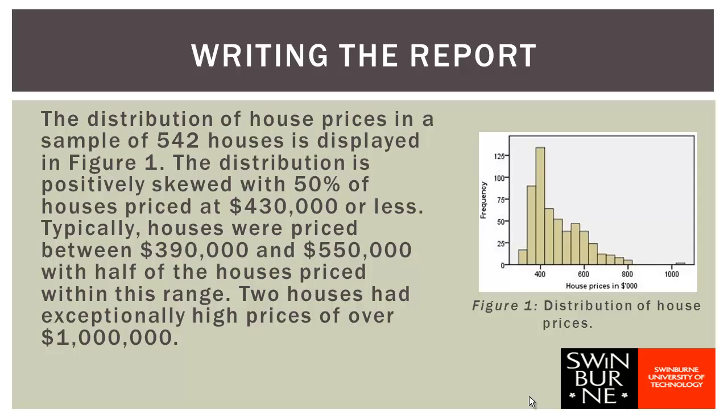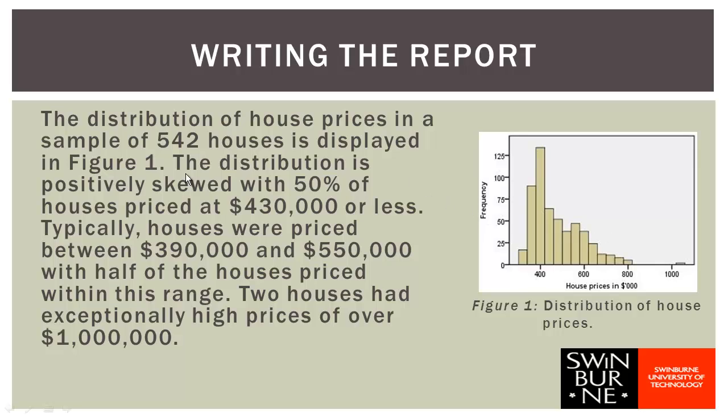So let's have a look at the report that we might write for the distribution of house prices. We start by presenting the histogram, and we refer to that in our report. The distribution of house prices in a sample of 542 houses is displayed in Figure 1. And over here we have Figure 1, that's the caption, and we've given it a title, Distribution of House Prices. You'll notice that we didn't say, in the histogram below. We said in Figure 1, we actually referred to the caption.